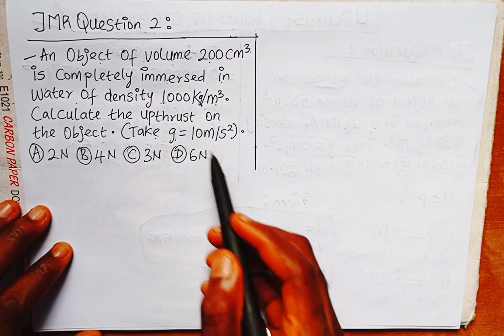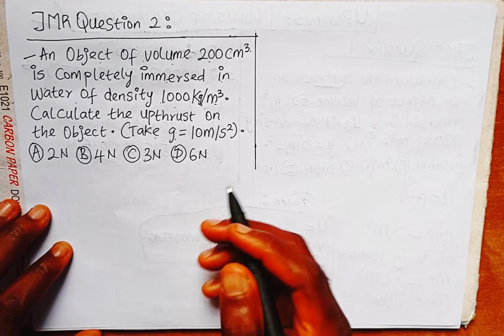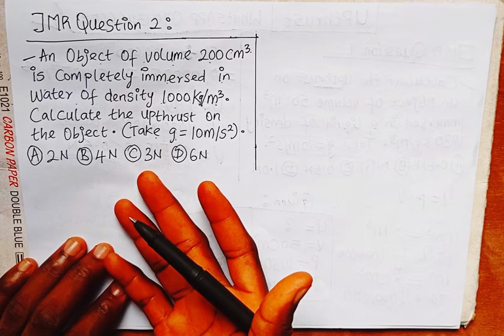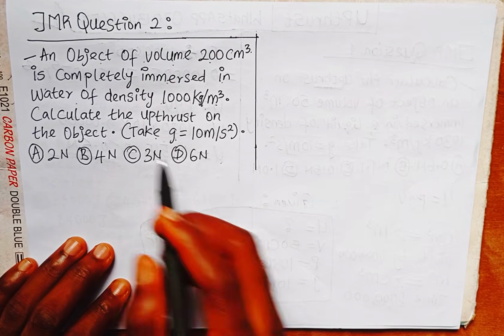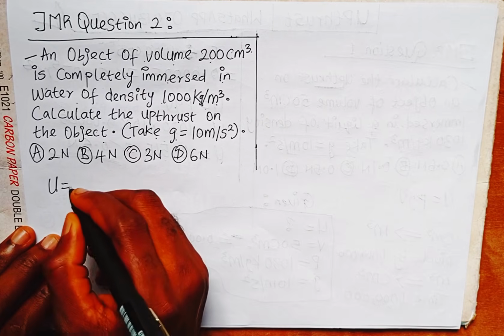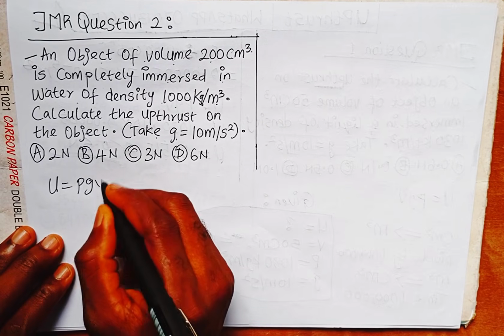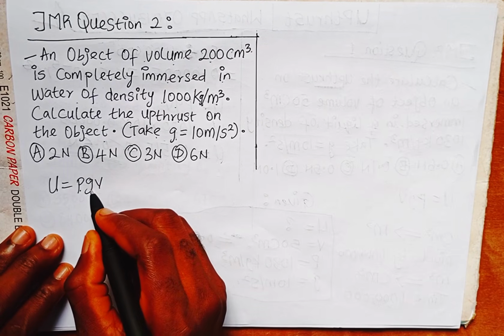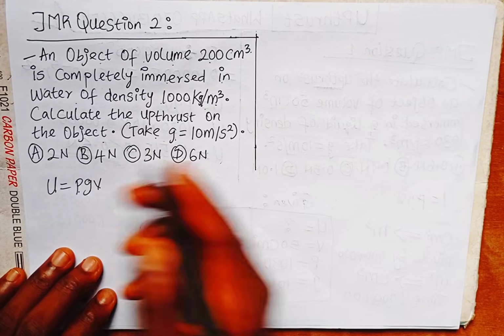First of all, we look at the units that the options are represented in. The unit is Newton. Can we manipulate this and get Newton? No, we can't. So we have to apply the formula. We were asked to calculate what? The upthrust. What is the formula for upthrust? U is equal to PGV, where P is density, G is acceleration due to gravity, and V is volume.